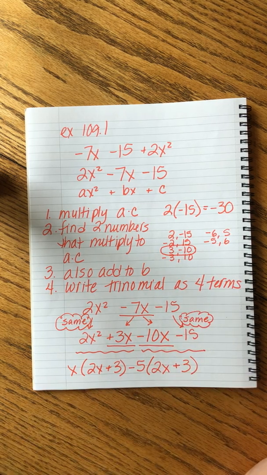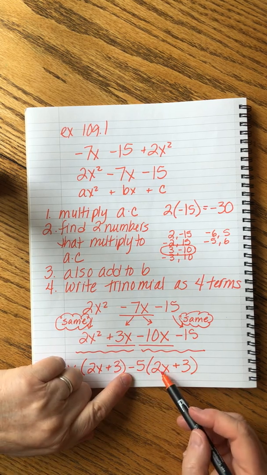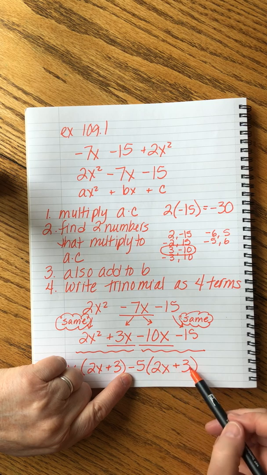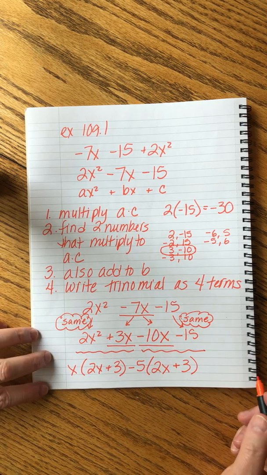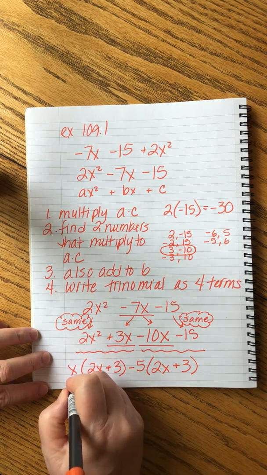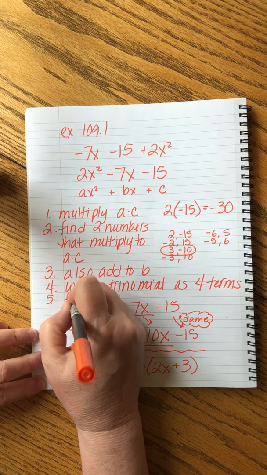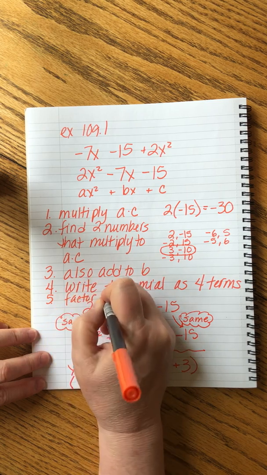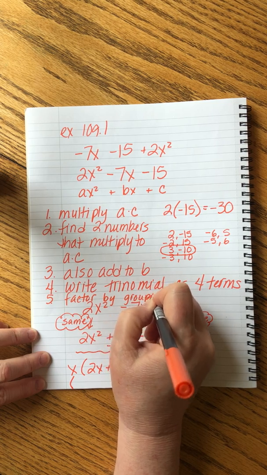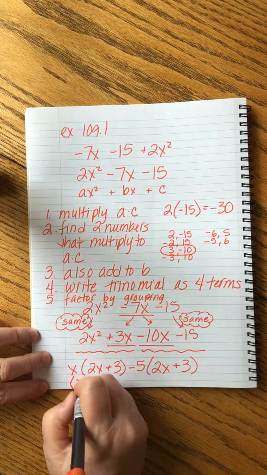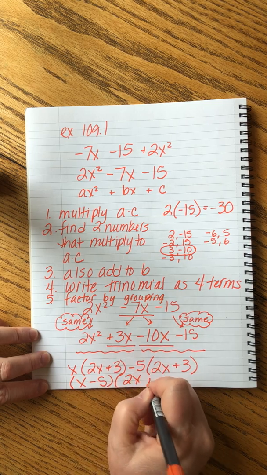And remember, you can always check your factoring by distributing. Minus 5 times this, that would be minus 10x, check, and this would be minus 15, check. Okay, great, and we're almost done now, aren't we? We just have an art project. So let me write for step 5, factor by grouping, which we've been practicing. And so I have quantity x minus 5 times quantity 2x plus 3.